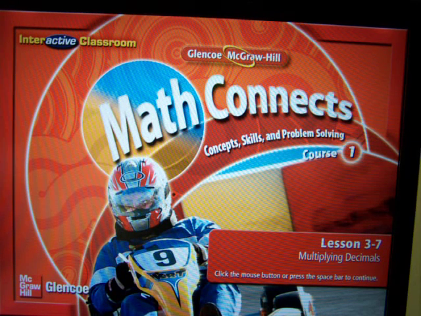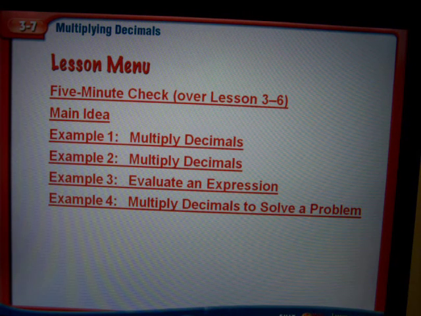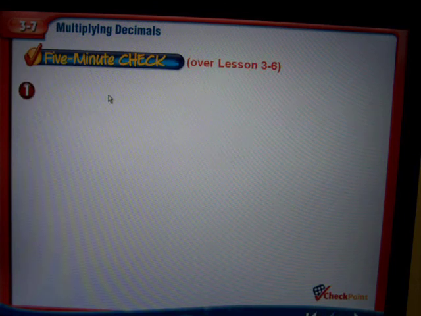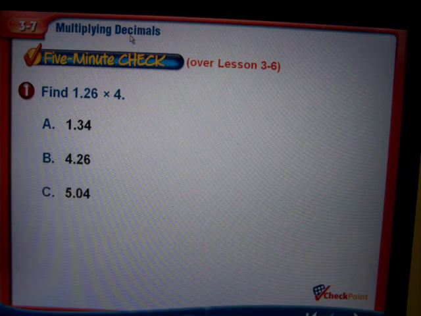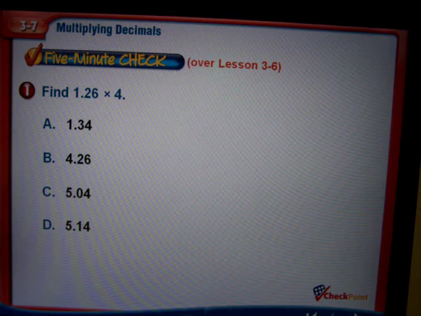Alright, this begins Chapter 3, Lesson 7, dealing with multiplying decimals. Oops, I hit the wrong button. Try again. Let's go in and see what you remember from the previous lesson. So, multiplying decimals. We're going to multiply 1 and 26 hundredths times 4.